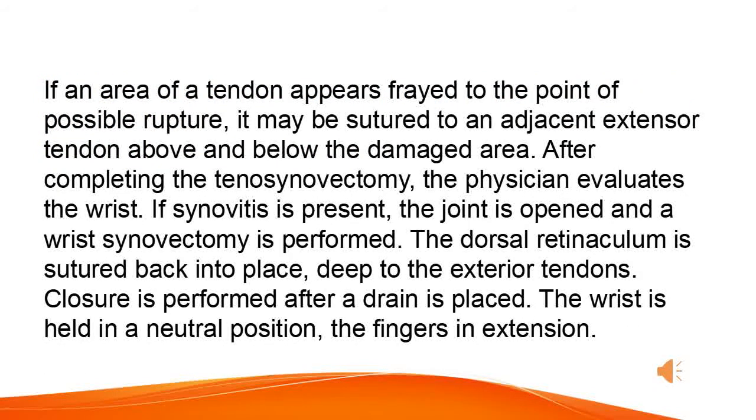If an area of a tendon appears frayed to the point of possible rupture, it may be sutured to an adjacent extensor tendon above and below the damaged area. After completing the tenosynovectomy, the physician evaluates the wrist. If synovitis is present, the joint is opened and a wrist synovectomy is performed. The dorsal retinaculum is sutured back into place, deep to the extensor tendons. Closure is performed after a drain is placed. The wrist is held in a neutral position, the fingers in extension.